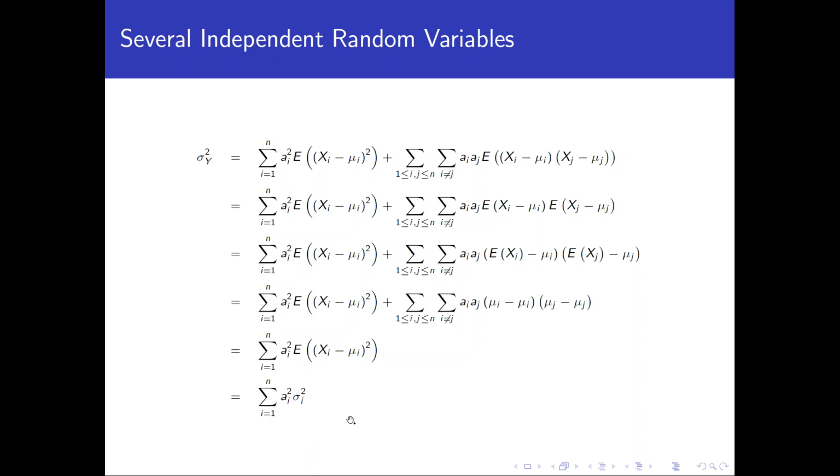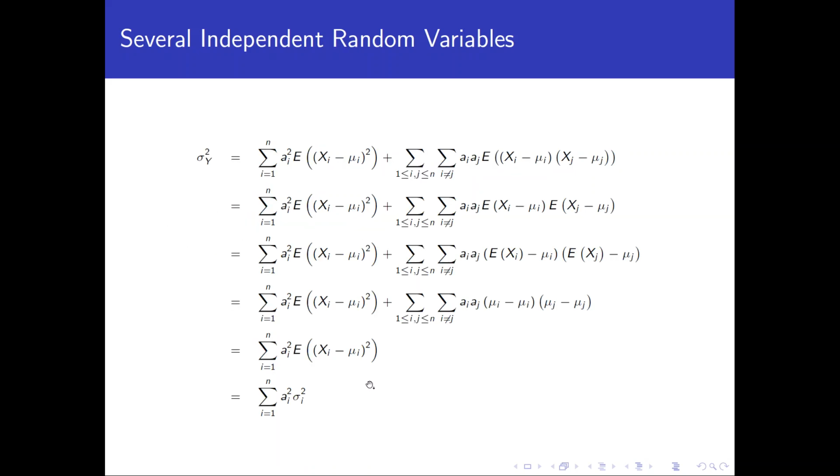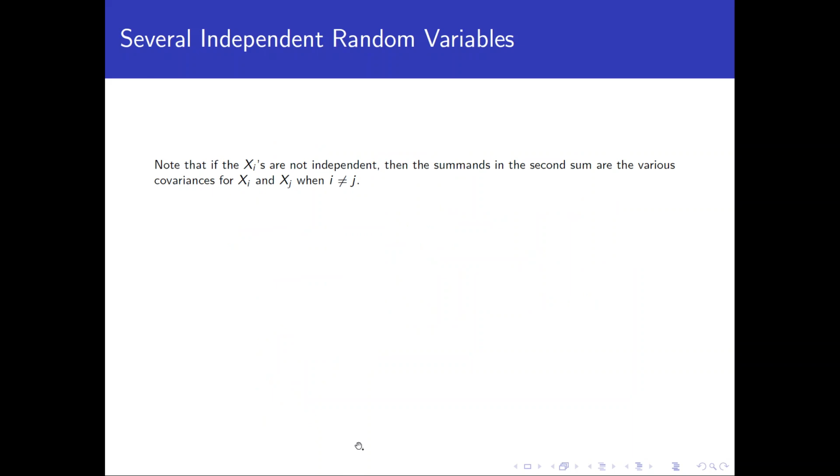So, again, if you've got independent random variables, you can find the variance of the sum by doing the sum of the variances. And if you've got constant multiples, you square those. When they're not independent, then the summands in that second sum we just talked about are not equal to 0 anymore, but they are the covariances. That's exactly what the covariances are.